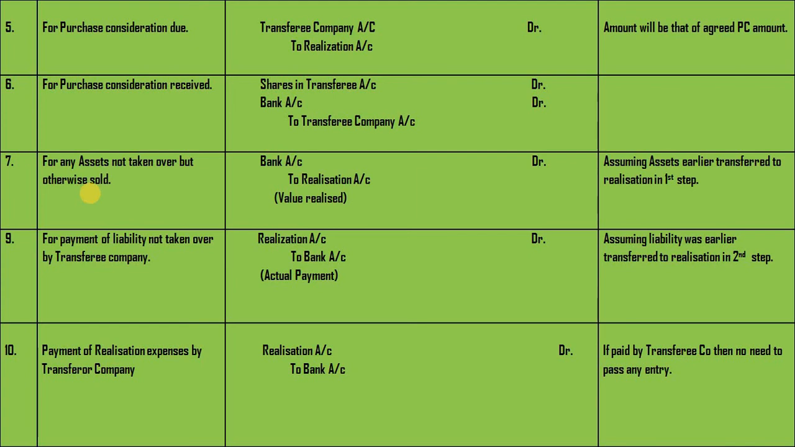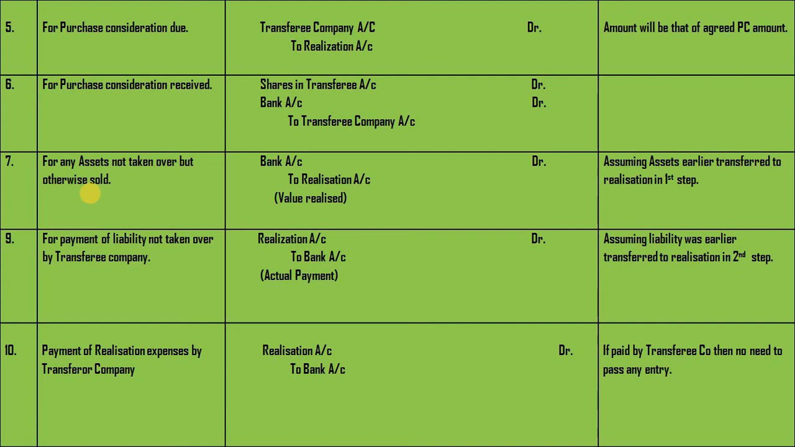Point number 9. Sometimes some liabilities are not taken over as well. So if the transferor company doesn't take that liability, then we have to settle that liability, and for paying such liabilities we have to pass realization account debit to bank account, because this is our expense, right? Then in the amount column you show the actual payment. Okay, liabilities can be settled at a discount as well. So whatever value is given in the question, you put that value in the amount column.